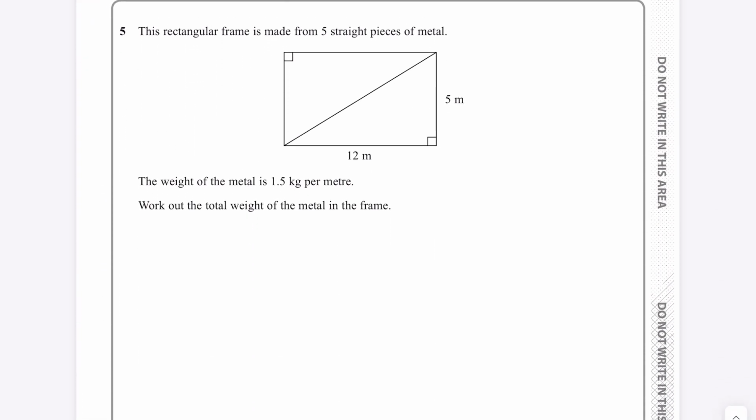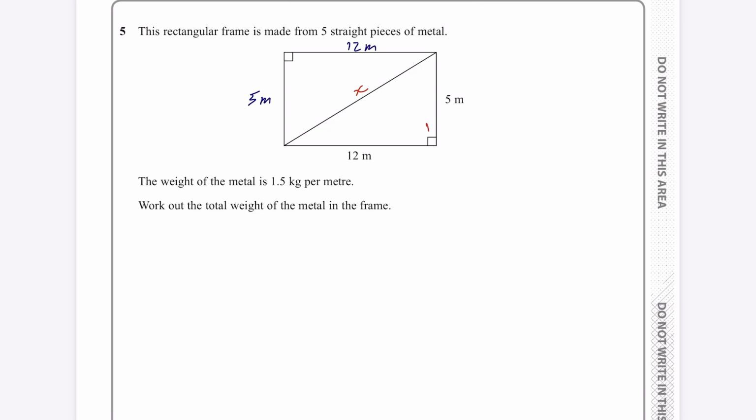This rectangle frame is made of 5 straight pieces of metal. The weight of the metal is 1.5 kg per meter. Work out the total weight of the metal in the frame. So okay, it's a rectangle, so we know this side and this side are going to be the same. This side and this side are going to be the same, and then we're left with this bit in the middle that we need to work out.